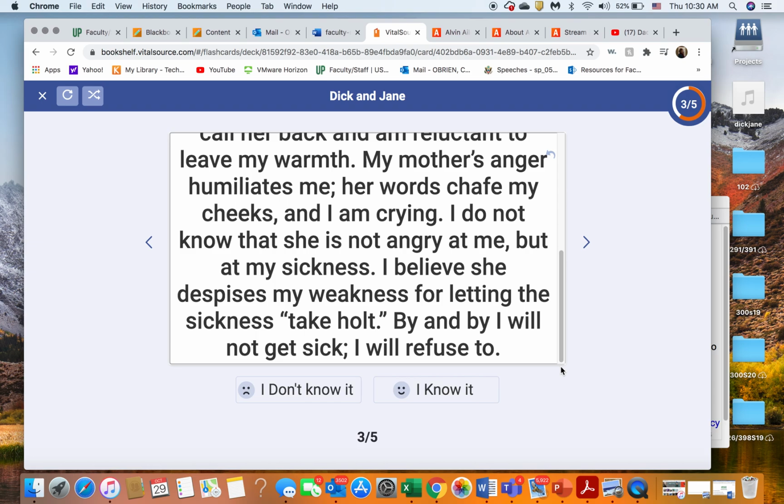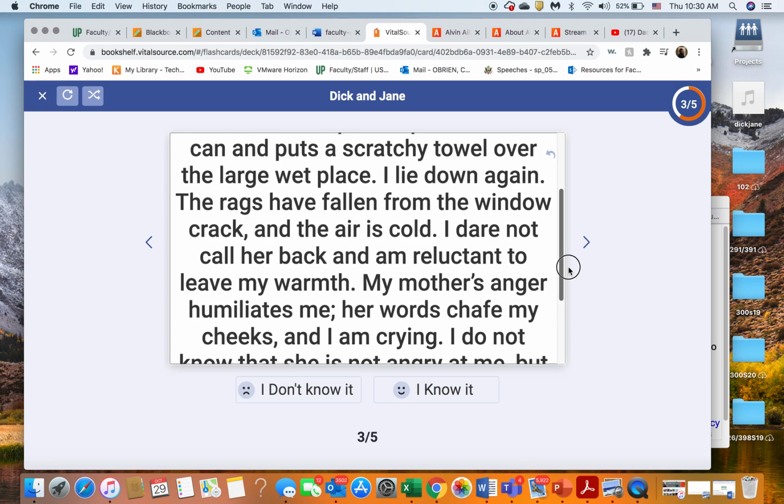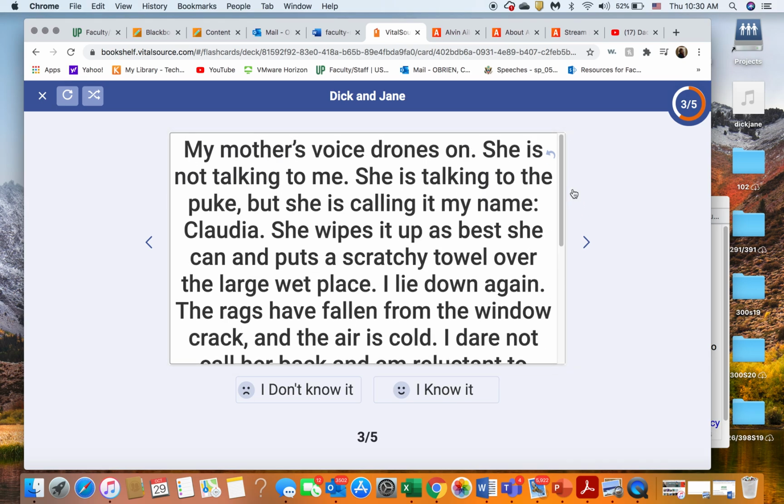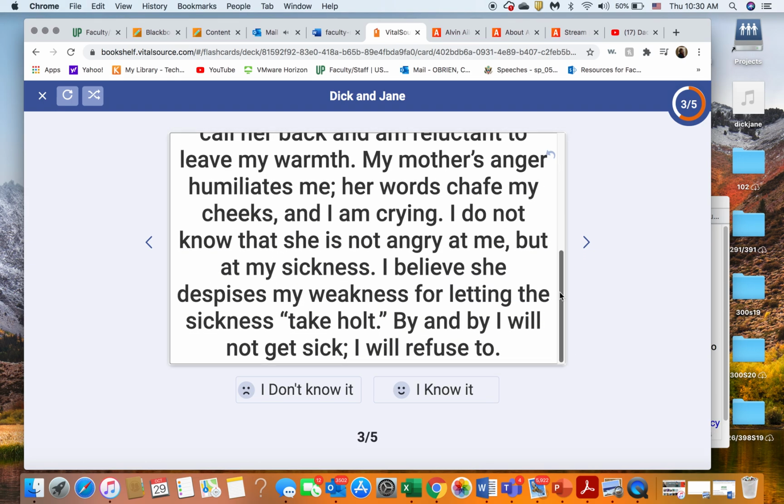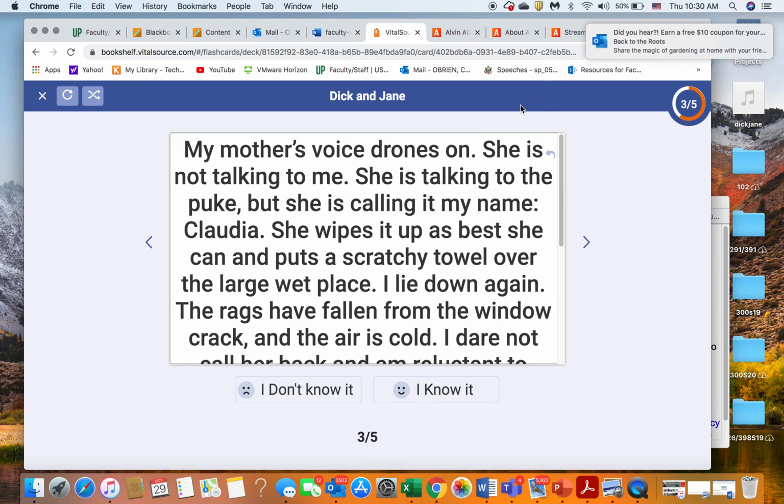I will refuse to. So we can see here how even the mother's anger that the child misunderstands and isn't directed at her is a kind of toughness that we could say makes her stronger, because by and by, she says, she doesn't get sick. She refuses to get sick. She becomes stronger through this alternative parenting method.